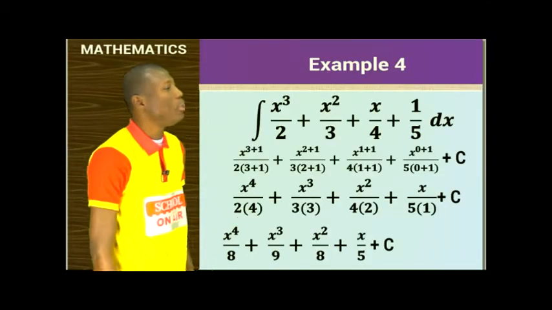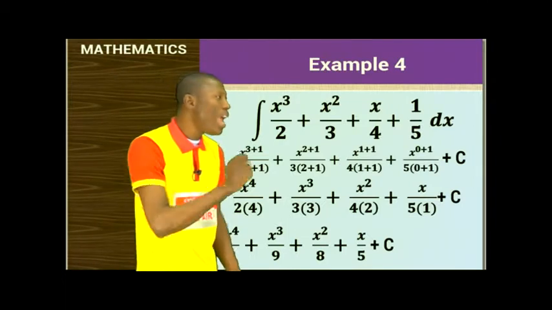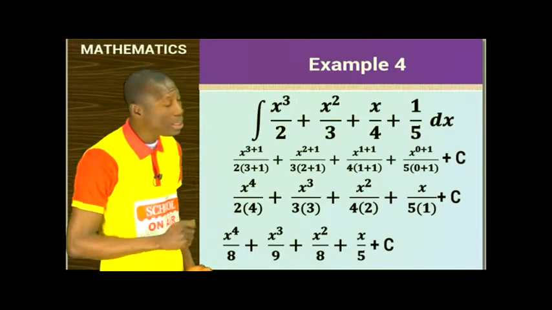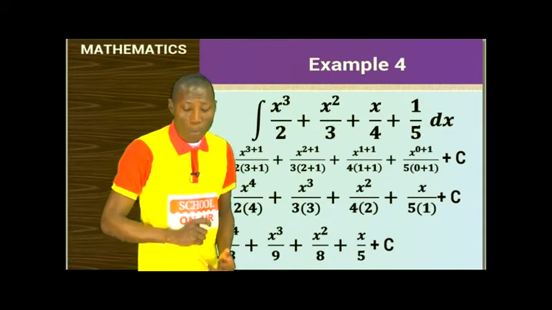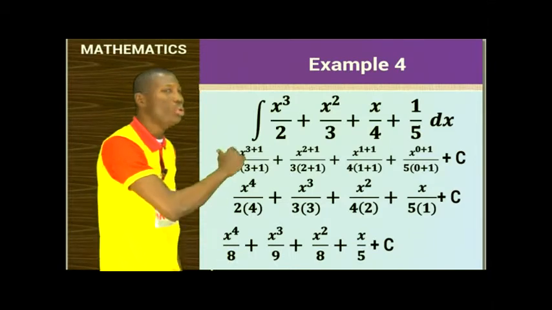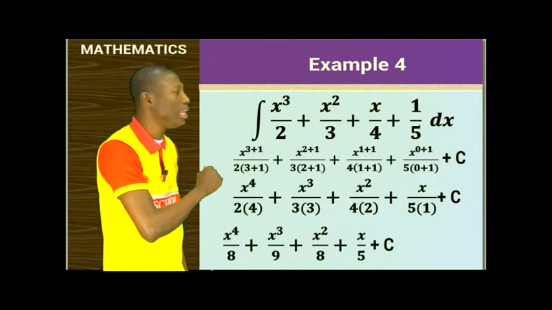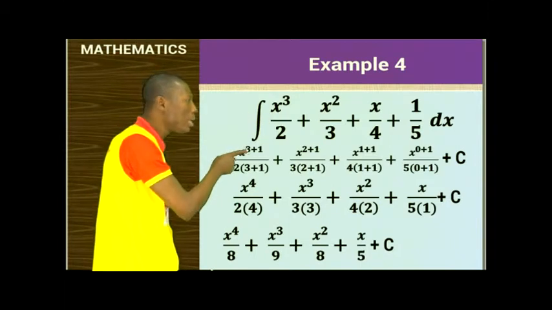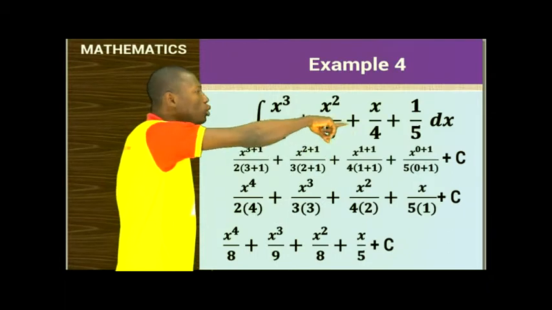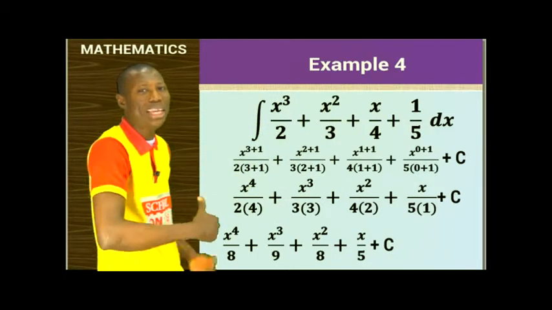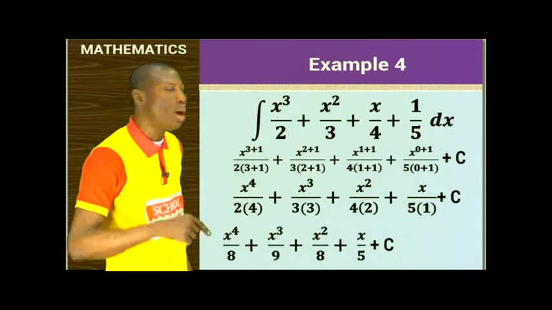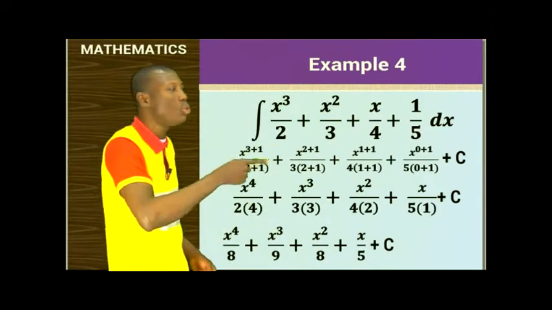This is another example. In this example, I have the integral of x raised to power 3 all over 2 plus x squared all over 3 plus x all over 4 plus 1 over 5 dx. In this place, I'm using the normal procedure I said earlier on. This first one, 3 plus 1, this one 2 plus 1, the next one 1 plus 1. Then you know that when I add any constant, because I integrate with respect to x, anything raised to power 0 is equal to 1. So it means that 1 is x raised to power 0, then plus 1.